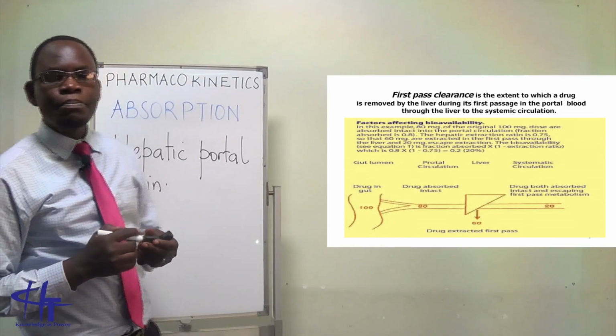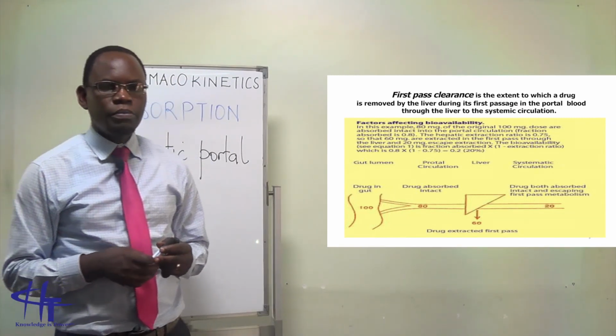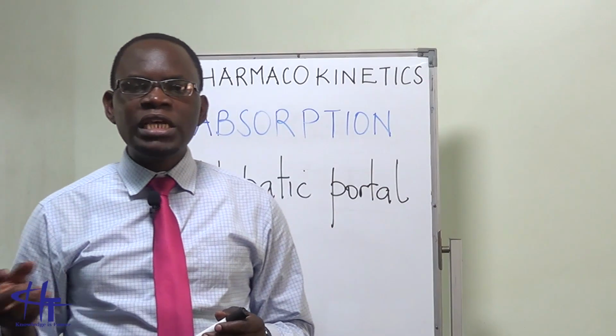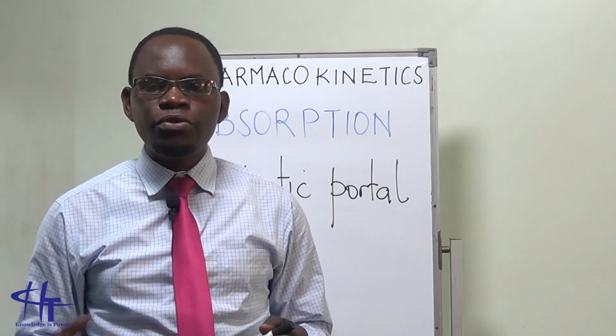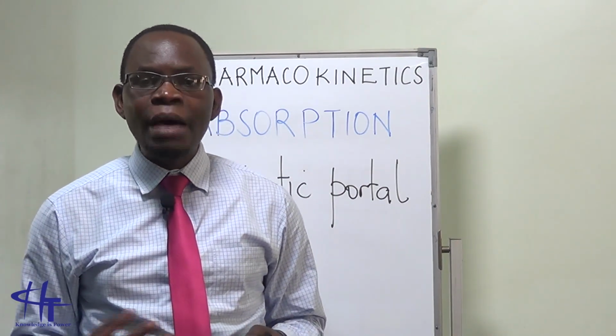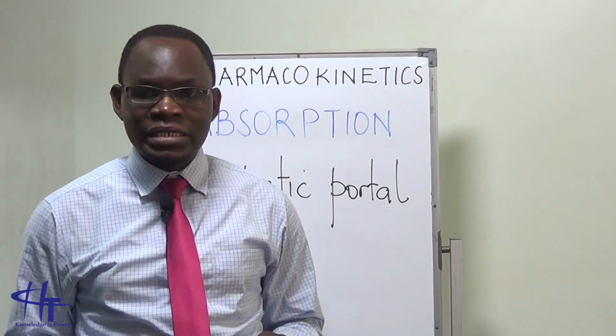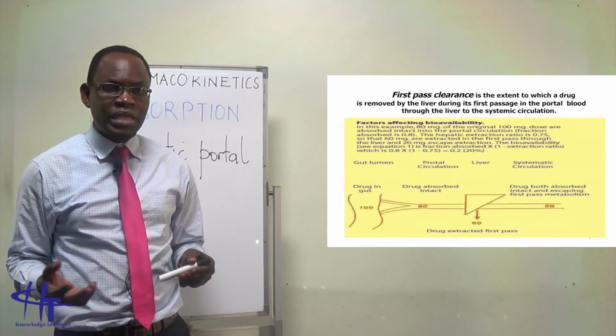But remember, the liver is a major source of metabolism. So if this drug that has been given along the GIT route, or enterally, eventually ends up within the liver, some of it might be metabolized before it even reaches the systemic circulation.